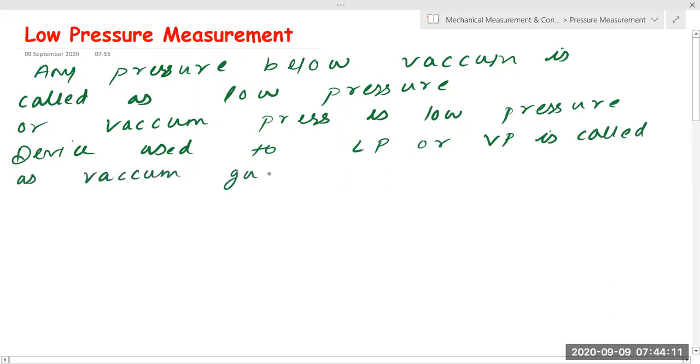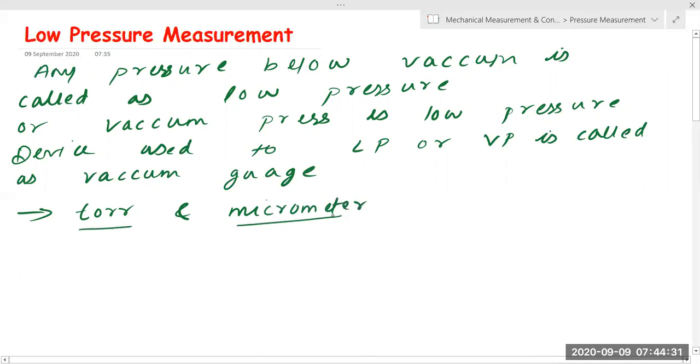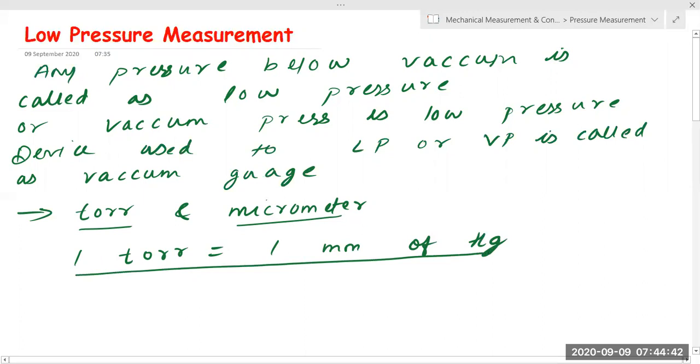Simple as that. Now, what are the units to measure low pressure? The commonly used units are torr and micrometer. Now we don't have mm of Hg. The most basic unit is torr or micrometer. Now I'll explain what one torr means. One torr is equal to 1 millimeter of mercury. Keep it as simple as that.